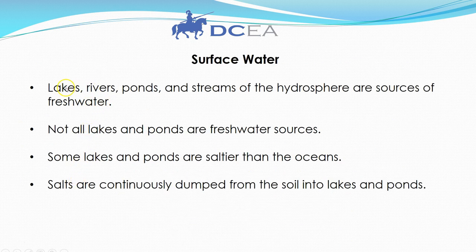Surface water. Lakes, rivers, ponds, and streams of the hydrosphere are sources of fresh water. But not all lakes and ponds are freshwater sources. Some lakes and ponds are saltier than the oceans. Salts are continuously dumped from the soil into lakes and ponds. We've just seen this. When rain percolates into the soil, it brings the salts from the soil into the groundwater source, which eventually goes into streams, lakes, and ponds.